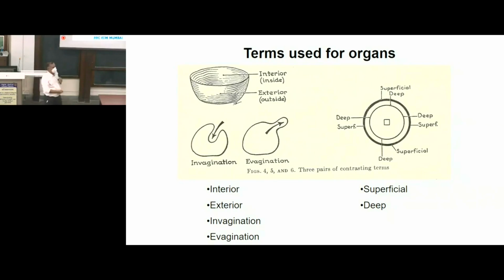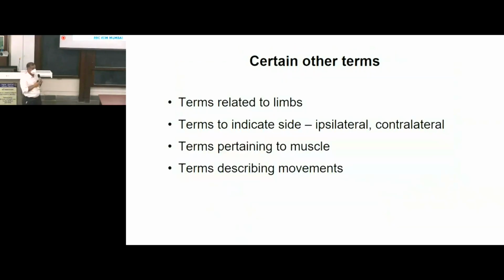And again with reference to the organ also, whatever is there on the surface is referred to as superficial, and whatever lies away from the surface, deep inside, is referred to as deep. Now there are certain other terms related to limbs, terms to indicate side, terms pertaining to muscles and terms describing movements, which we'll be seeing in the next few slides.